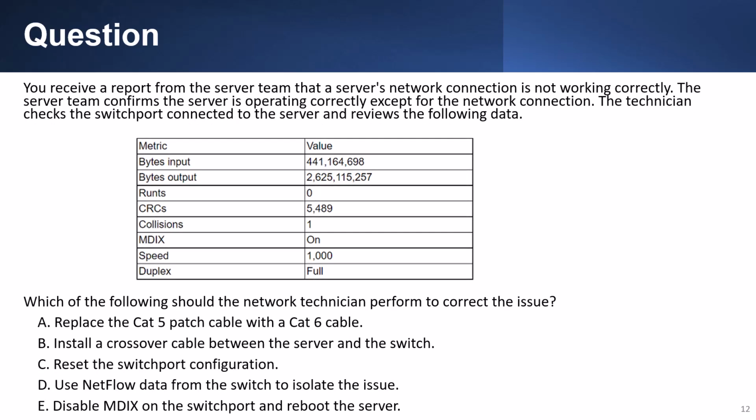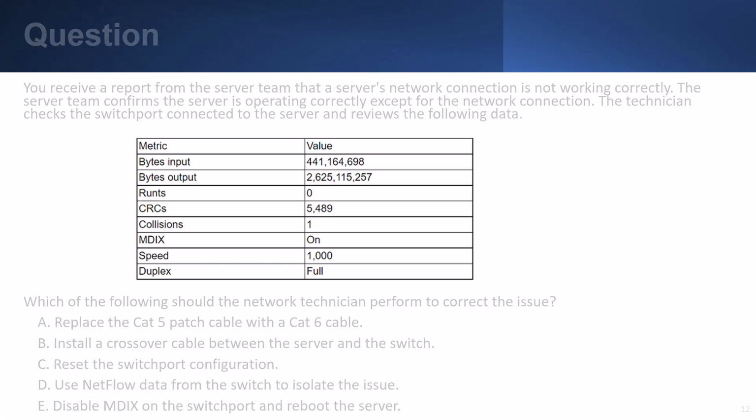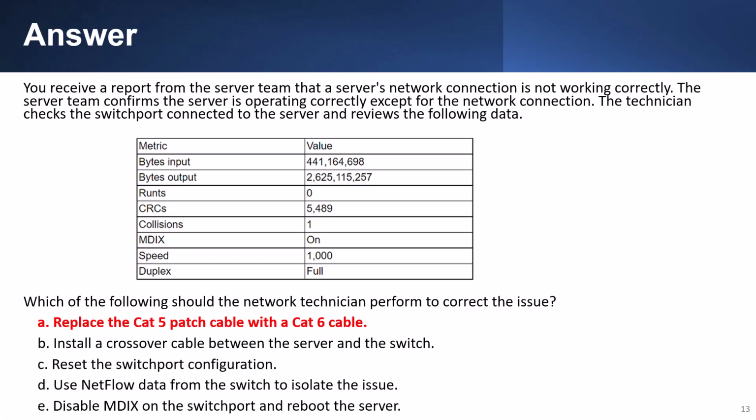Question: you receive a report from the server team that a server's network connection is not working correctly. The server team confirms the server is operating correctly except for the network connection. The technician checks the switch port connected to the server and reviews the data shown on the screen. Which of the following should the network technician perform to correct the issue? Answer: replace the Cat5 patch cable with the Cat6 cable.